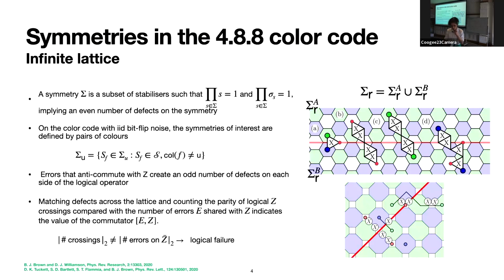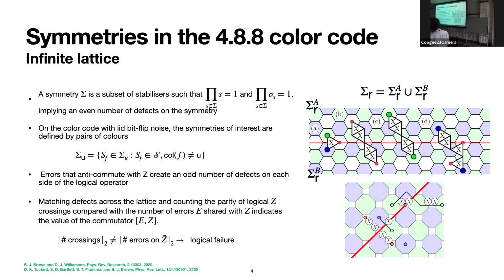Next I'll talk about symmetries of the color code. This isn't specific to the 4.8.8.1, but that's the one we'll be looking at later. They give us a nice way to interpret syndrome data. A symmetry is defined as a subset of stabilizers of the code such that when you take their product, you get the identity. Equivalently, if you take the product of their eigenvalues, you get +1. That implies you'd have an even number of defects on the symmetry of the code.